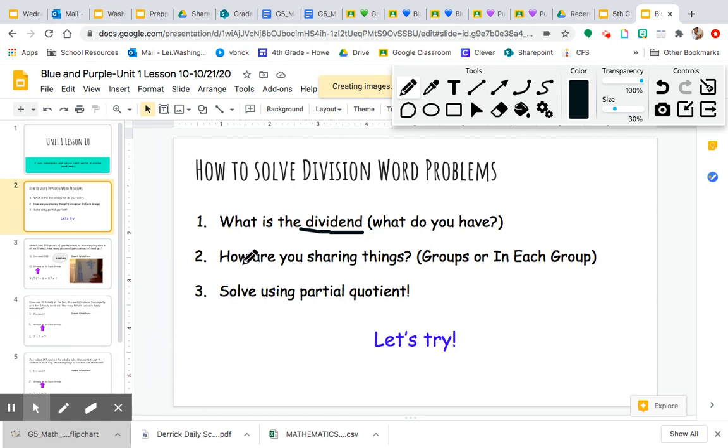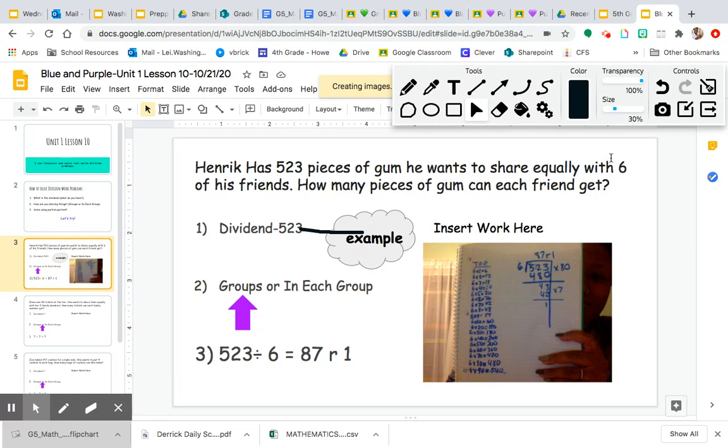Then you think about, well, how are you sharing things? Are you sharing things in groups? Do you know how many groups there are? How many circles you would draw? Or do you know how many are going in each of those groups? The dots that you would put inside of your circle. And then last, you use that to help create a problem, and you're going to solve using partial quotient. So let's look at one that's already done.